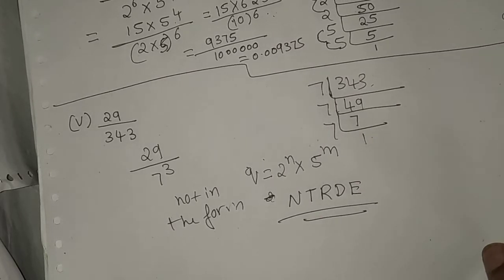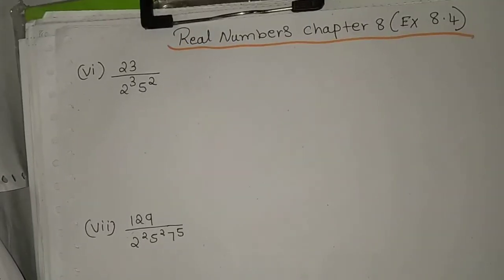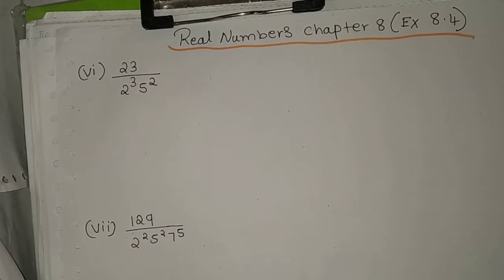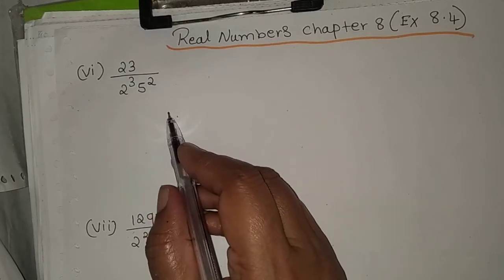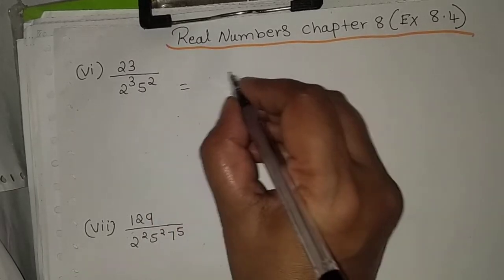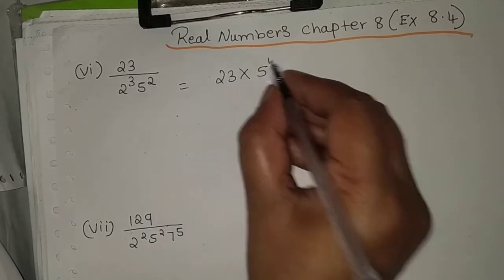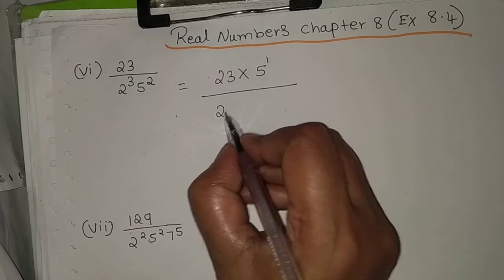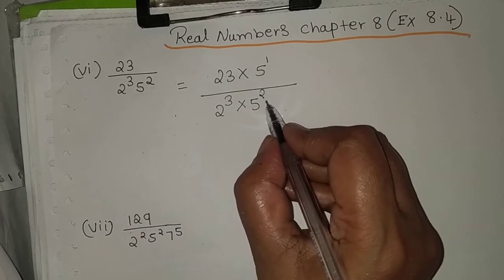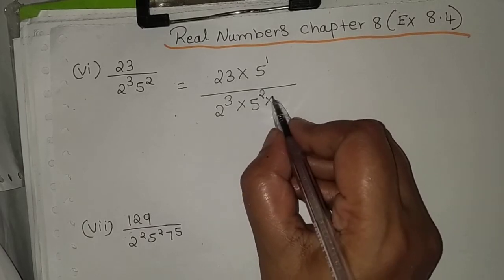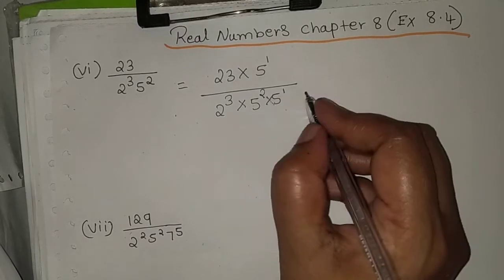So this is the fifth problem. We move on to the sixth one. Sixth one is 23 by 2 cube and 5 square. So this can be written as 23 by 2 to the power of 3 into 5 to the power of 1, where the denominator is 2 to the power of 3 into 2 to the power of 5 to the power of 2 into 5 to the power of 1. We have to include in both the cases.